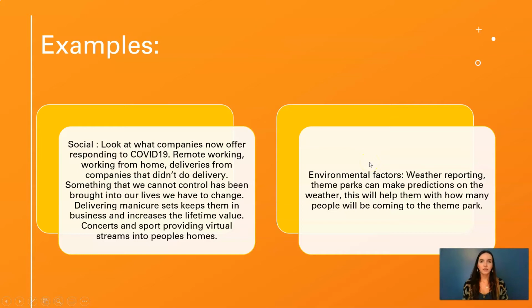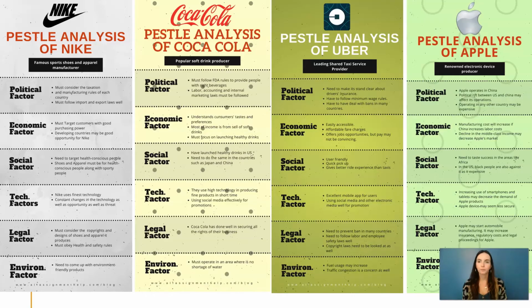Environmental factors are another one which you could consider, such as weather reporting. This is used by theme parks. They can make predictions on the weather and this will help them with how many people will be coming to the theme park and also how many staff members they actually need in the theme park to work at specific times of the year. Now on this slide, which you can have a look at in your own time, I've also found online different PESTELE analyses of high-end companies that you would all know about. So you've got Nike, Coca-Cola, Uber and Apple.